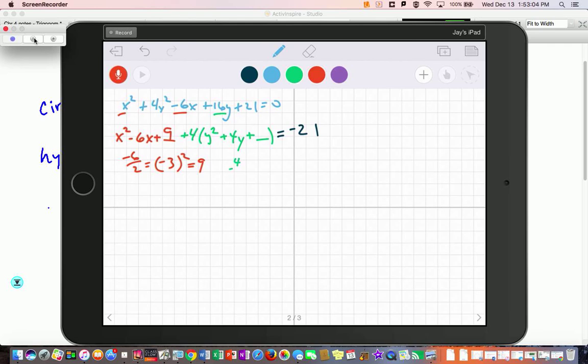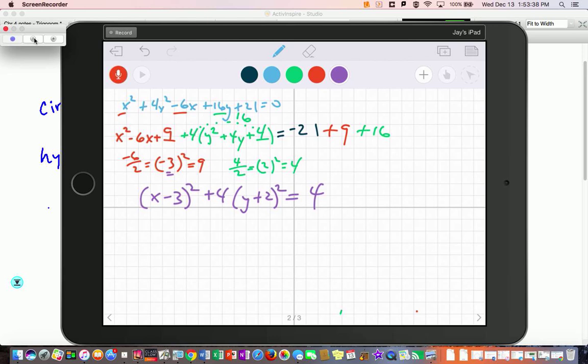Take the 4, divide by 2 is 2, square it is 4. So I'm going to add 4, and then that dotted line would be 16, so I have to add, oops, I forgot to add my 9 over here, and now I have to add 16 over here. So now I have x minus 3 quantity squared, just using that number right there, plus 4, y plus 2 quantity squared. And when you add all this up, I'm left with a 4.